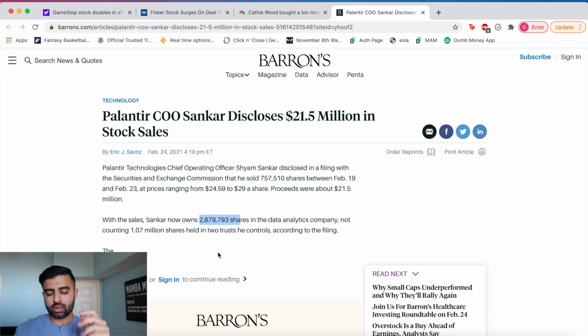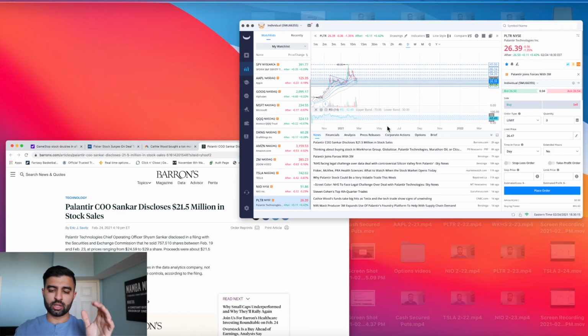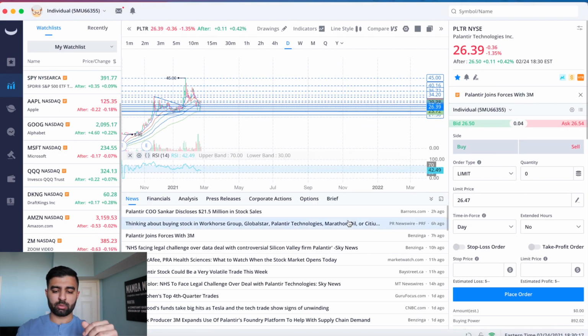The key thing that I like though is this article mentions that this person still owns 2.87 million, not counting the additional million that he holds in two trusts that he controls. So actually it'd be like 3.8 million. So he sold a very small percentage, but still that probably caused a lot of selling pressure over the past couple of days. So that was one thing.